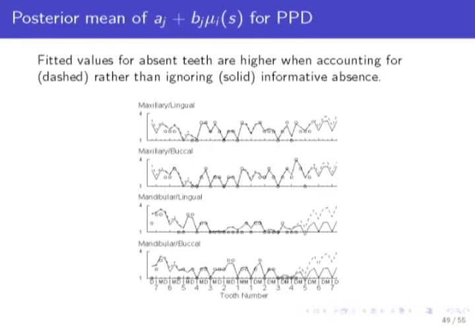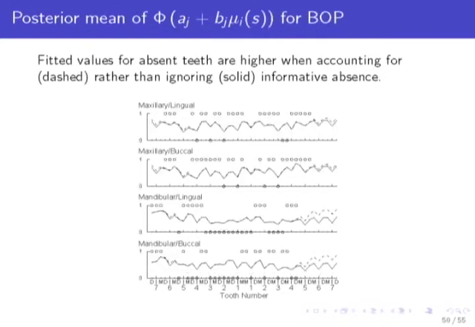This is for CAL. The same is happening for the pocket depth. Again, the same feature is happening in the molar region. These are the back of the mouth. Something is happening here as well. Bleeding on probing is binary, 0 and 1, so the dots are either here or on this line.